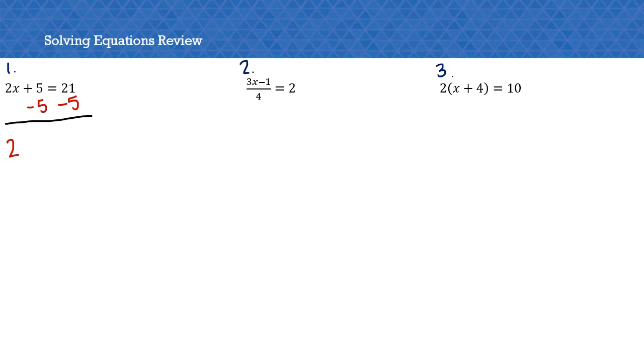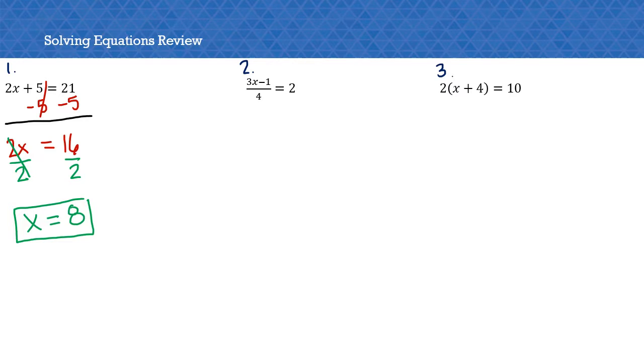And that leaves us with 2x equals 21 minus 5, which is 16. Now this 2x means 2 times x, so to get rid of that multiplication, we divide by that same number. 2 divided by 2 cancels out, and that leaves us with x is equal to 8. So the variable is all by itself on one side of that equal sign.